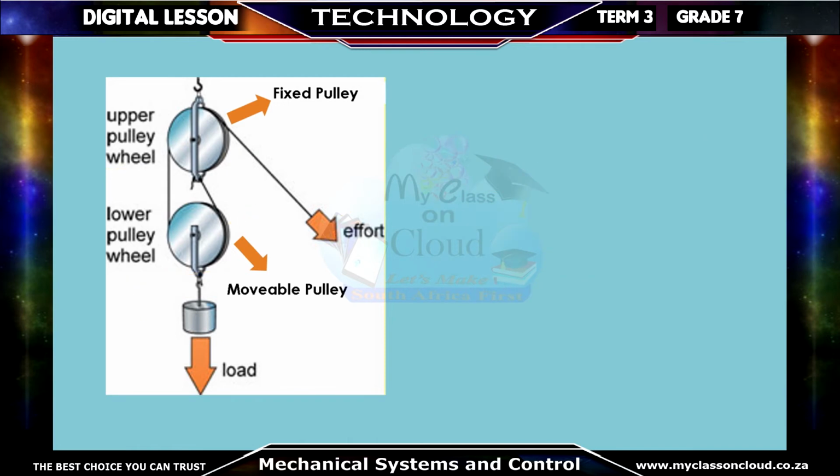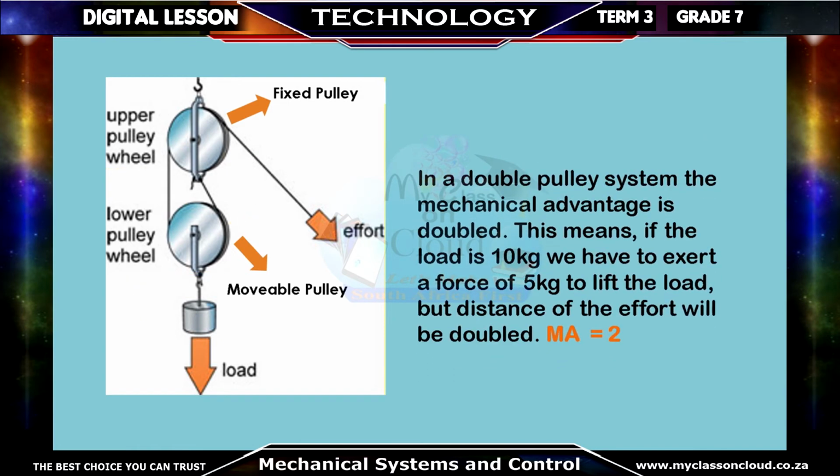Now, what is good about a compound pulley is that it gives us a mechanical advantage, and the mechanical advantage in a 2-pulley system is doubled. This means if the load is 10 kilograms, we have to exert a force of 5 kilograms to lift the load, but the distance of the effort will be doubled. Now, what does it mean? It means if this load here is 10 kilograms, then where we are pulling from, the effort, we must only add 5 kilograms of effort.